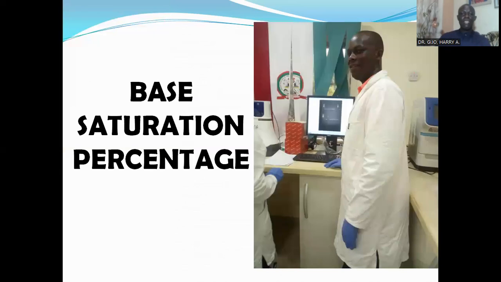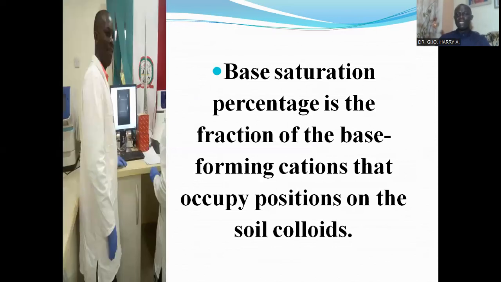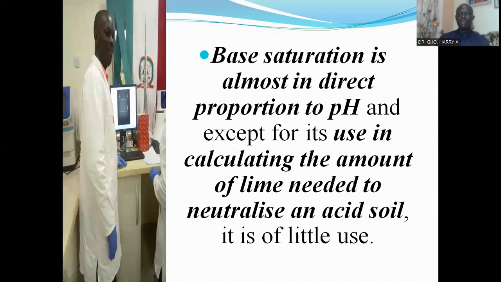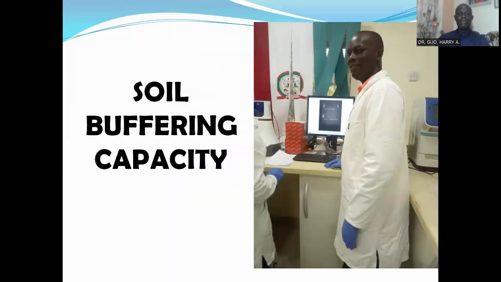So I want to now look at base saturation percentage. Base saturation percentage is the fraction of the base-forming cations that occupy positions on the soil colloids. Base saturation is almost in direct proportion to pH, and except for its use in calculating the amount of lime needed to neutralize an acid soil, it is of little use.